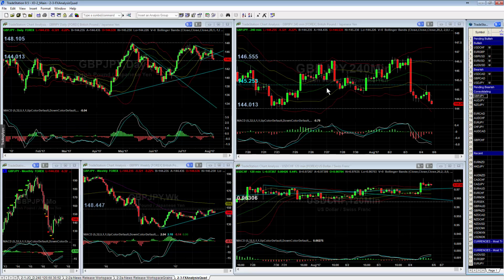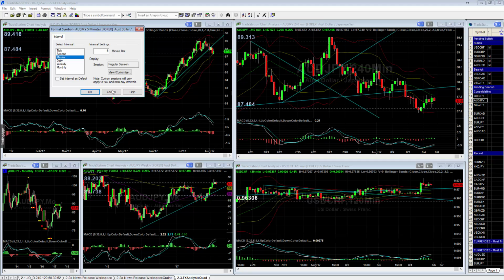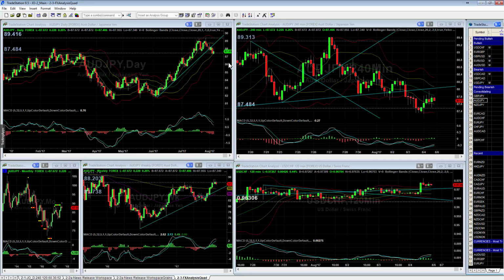In our consolidating portfolio, you can see we're still sitting within the consolidation pattern above the 144.013 on the pound yen daily, and the Aussie yen, you can see we did break through there, and then we had made some movement back up again, but we're expecting to see a little bit of a stronger move down through here.